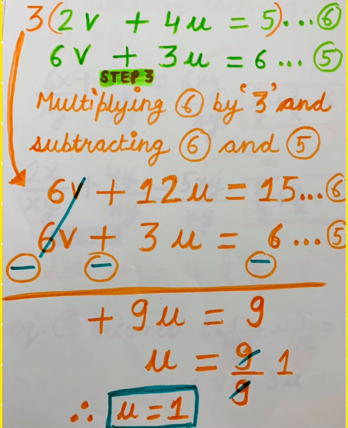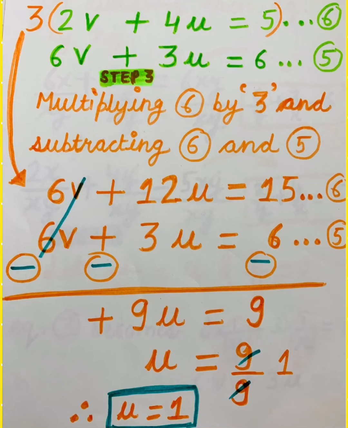Plus 12u minus 3u. Now I don't have plus 3u, I have minus 3u because I have changed the sign. So 12u minus 3u will be 9u. Sign will be positive because according to integers, plus minus minus and the sign is of the greater number. So plus 9u is equal to 15 minus 6 will be 9. So in the next step 9 will be shifted to the right hand side and converted into division. So 9 divided by 9, the answer will be 1. So I have found the value of u is equal to 1.